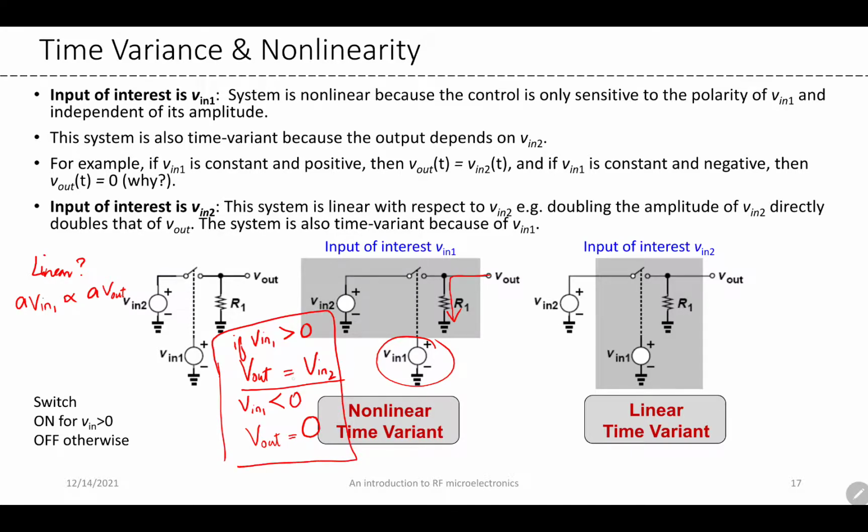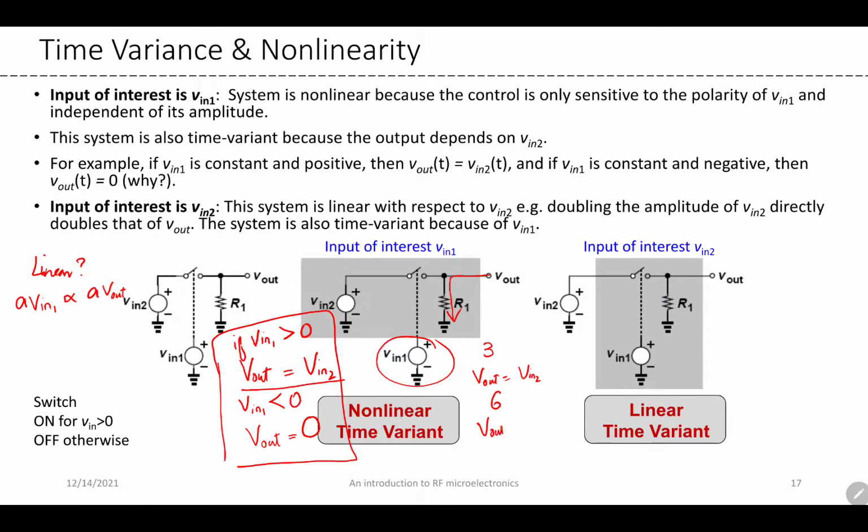Now this is clearly a non-linear system, because no matter what I do to v in 1, suppose I start with a v in 1 of 3, right? Then v out is v in 2. Now suppose I double this value. Suppose I have a v in 1 of 6.